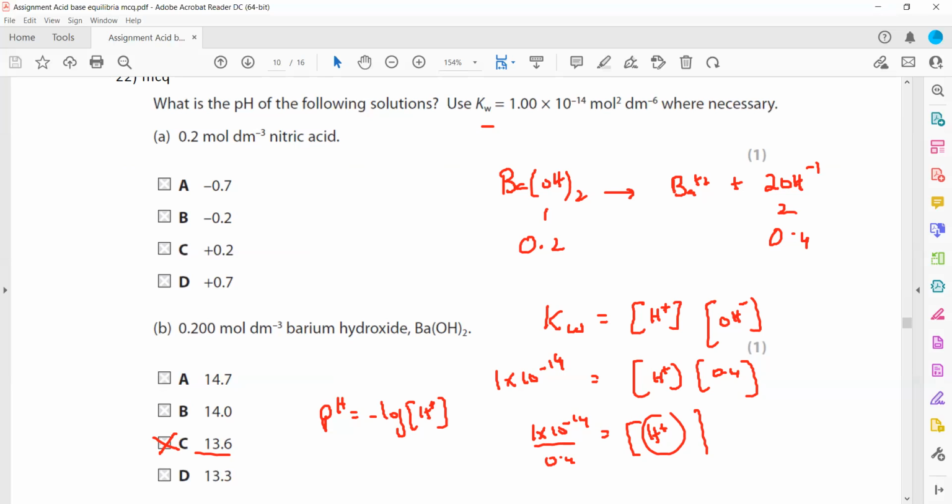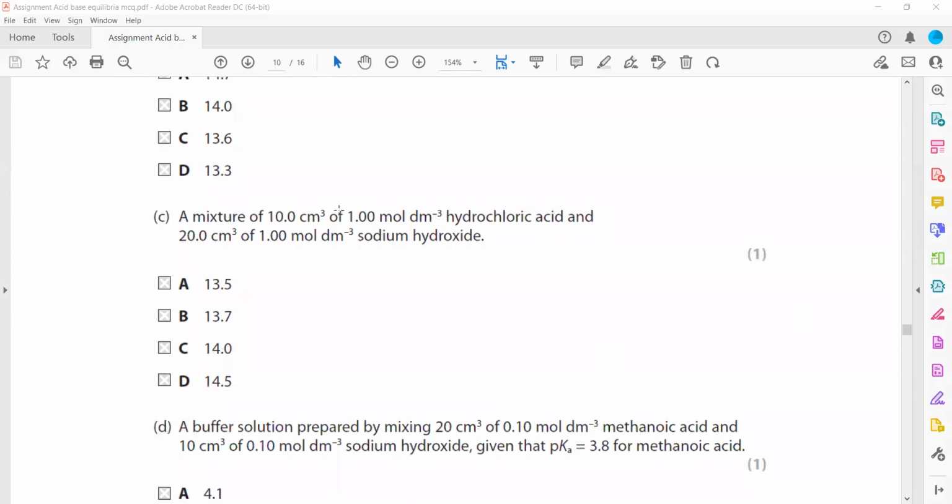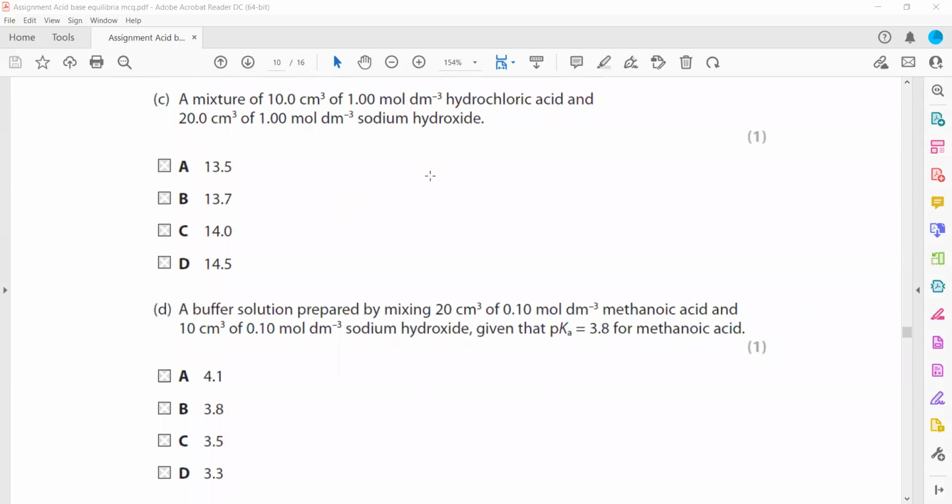So the important thing is you should identify how many moles of either hydrogen ion or hydroxide ion are produced when this reaction happens. In part C, a mixture of 10 cm cube of 1 mole per dm cube hydrochloric acid and 20 cm cube of 0.1 mole sodium hydroxide. Because we are using excess sodium hydroxide, this solution should be alkaline, right? And what should be the pH first?